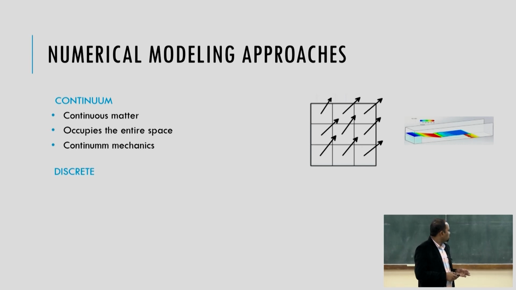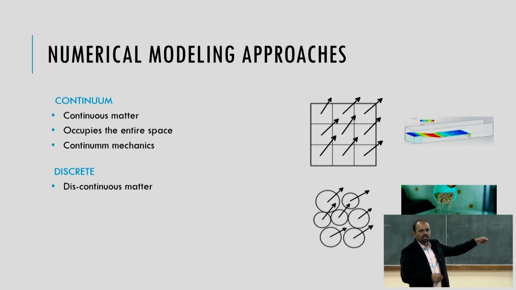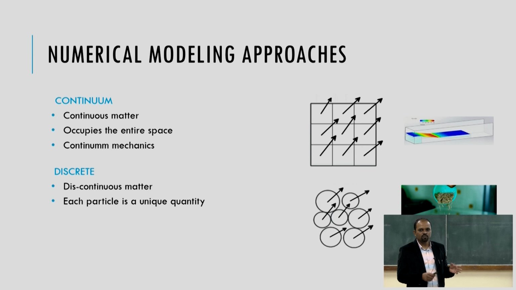But in the case of the discrete approach, we have some discontinuous matter. On the right side of the slide you can see I am pouring cumin seed from a vessel, from top to bottom. So you can see there are some particles of the cumin. Those particles can be represented by individual particles, which are represented here as spherical grains. These spherical grains have some interaction properties, so these properties need to be defined.